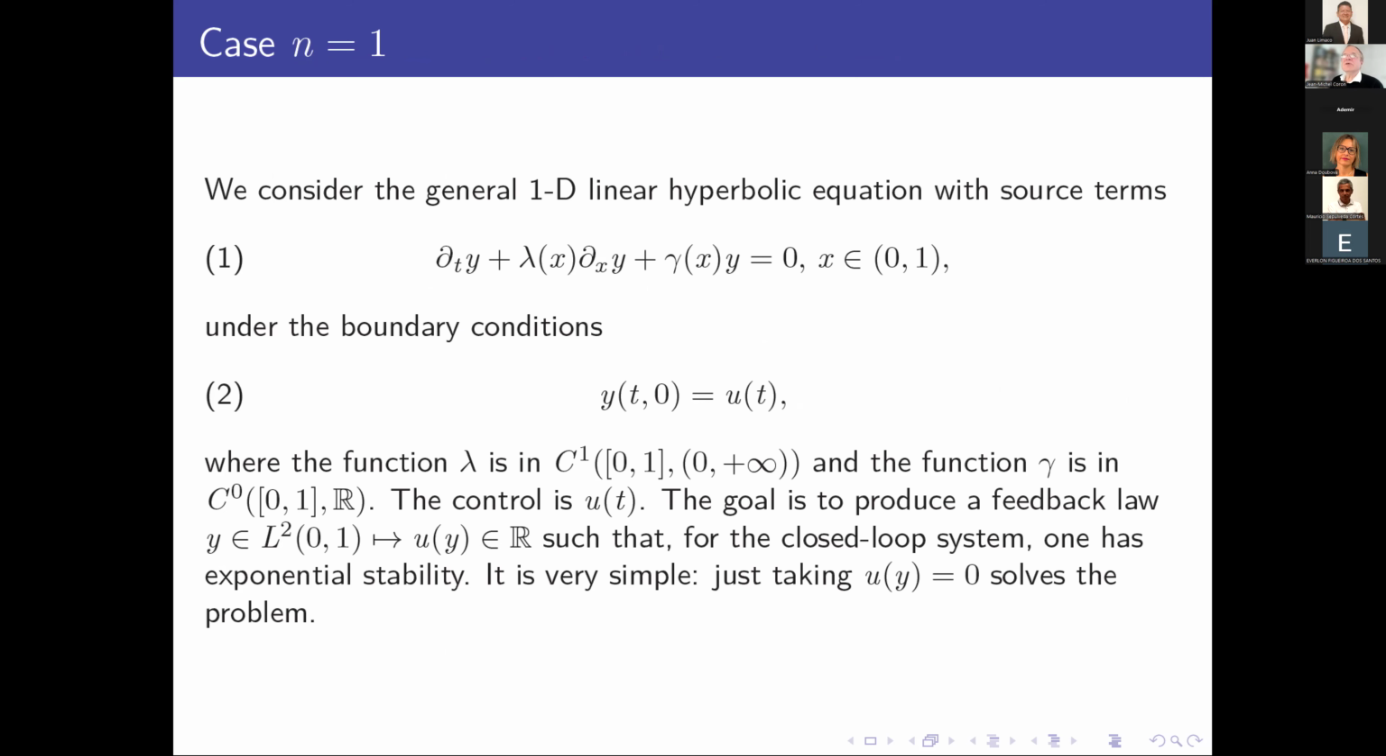You have this simple equation, and then you have this boundary condition, y(t,0) is equal to u of t, and you have to choose u of t in order to get exponential stability, first for the linear system and then for the nonlinear system. And in this case, this is very simple. You just take q equals 0, and this solves the problem. You will get the exponential stability. You can compute explicitly the solution, in fact.